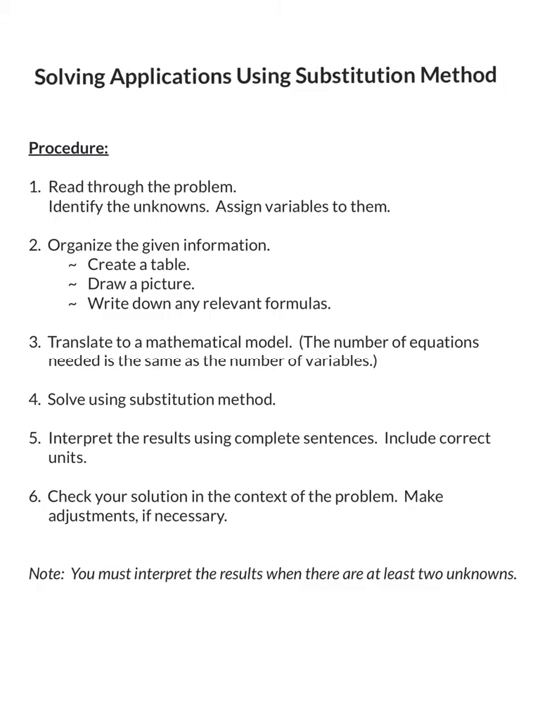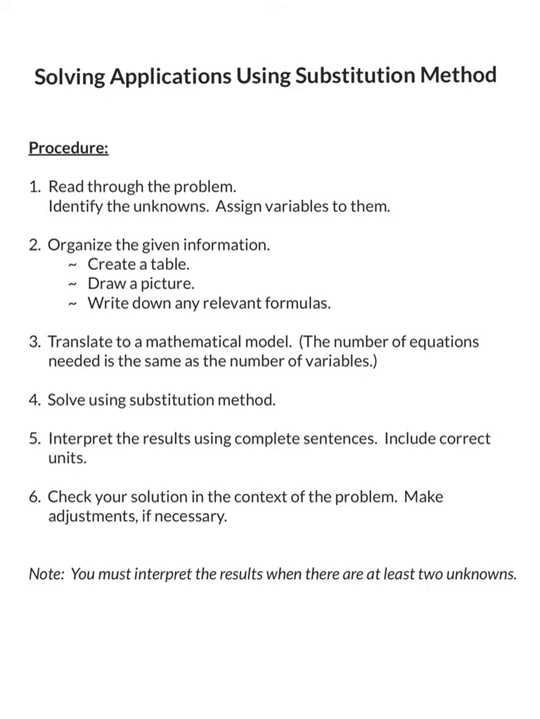So our procedure in order to solve application problems using substitution method. The first thing we want to do is read through the problem, identify the unknowns, and assign variables to them. One thing to note is that generally identifying the unknowns will be at the very end of the problem. Usually you will be given a bunch of information and then it will say find blah blah blah. The second thing that we want to do is organize the given information. Create a table, draw a picture, write down any relevant formulas, and another thing that you can do is just summarize the statements.